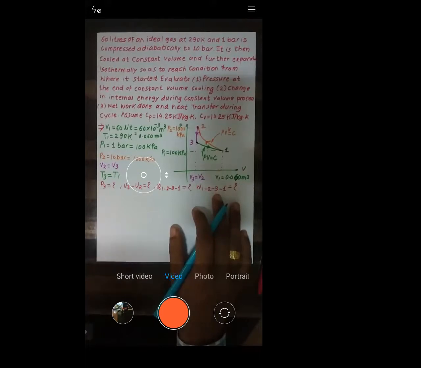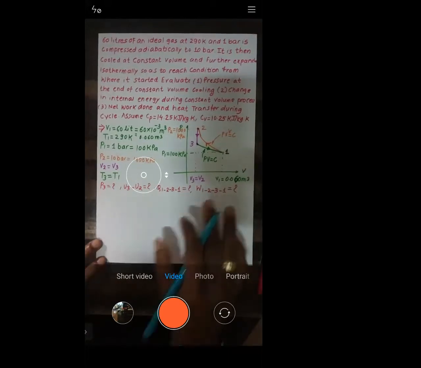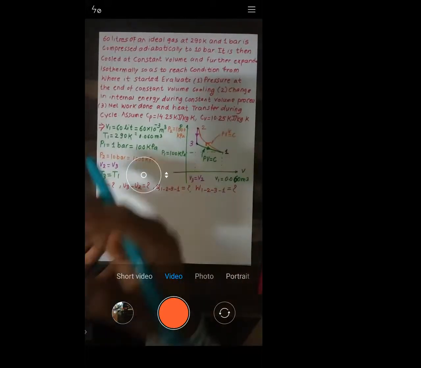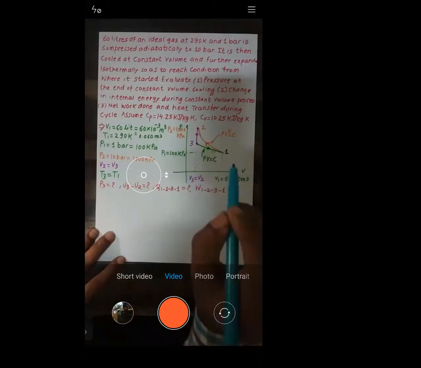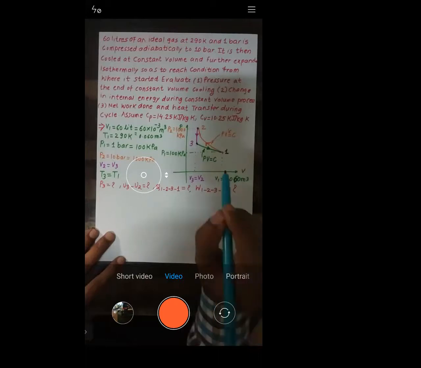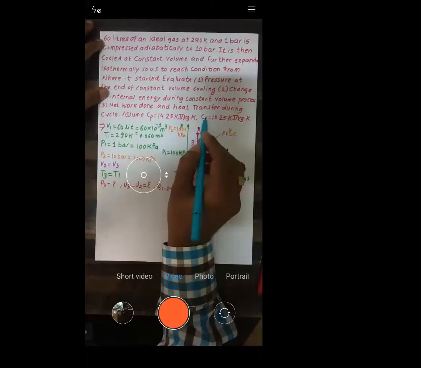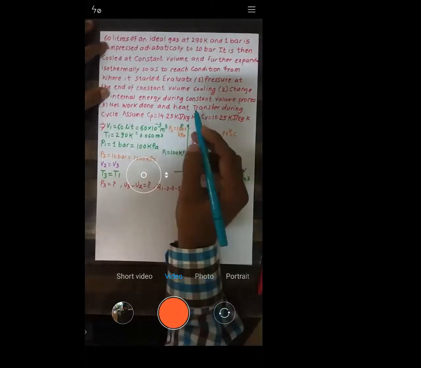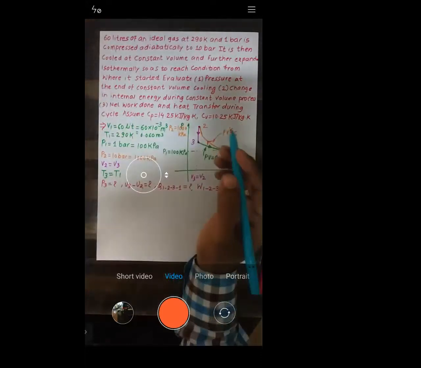If we need to solve such a problem, or any problem, you should know pressure, volume, and temperature at every point. You should calculate pressure, volume, and temperature at every point. Cp is given, Cv is given. At point number 1, pressure, volume, and temperature are known: P1, V1, T1 are known. Let us start with this.